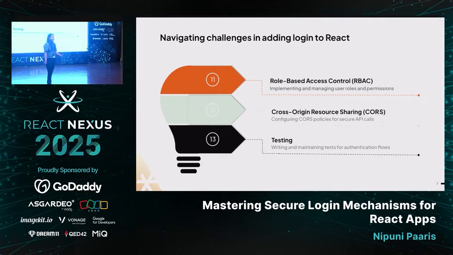And then comes the very old friend, CORS, or cross-origin resource sharing. So you need to make sure that your APIs work seamlessly with your front ends. And you need to make sure that your authentication APIs are secure with CORS. So again, you need to handle that part as well.